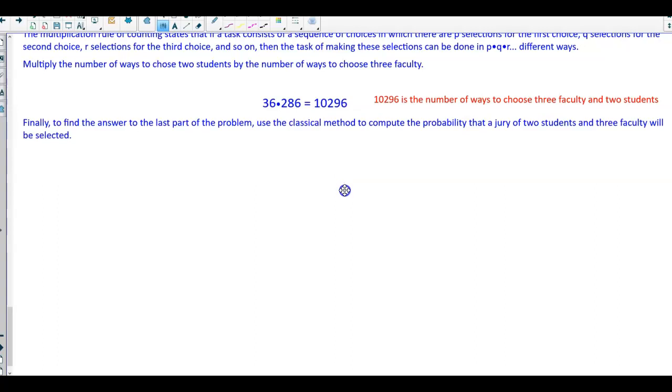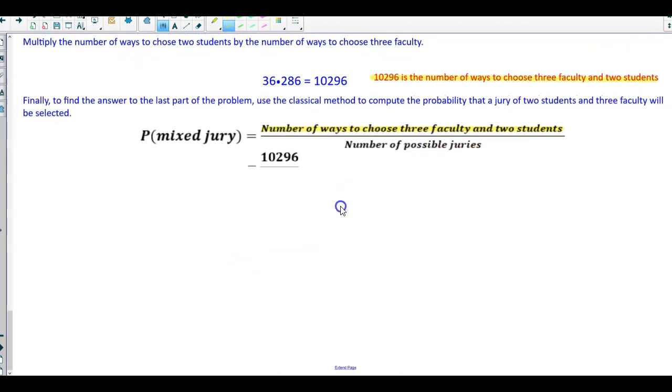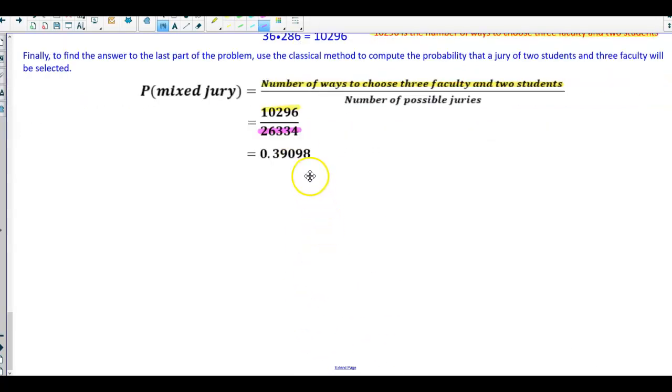So now, to find the answer to the last part of this problem, we're going to use the classical method to compute the probability that a jury of 2 students and 3 faculty will be selected. So we're going to find the probability of the mixed jury. We know that we need to find the number of ways to choose 3 faculty and 2 students. Well, that's what we just found, which is 10,296. And at the very beginning of the problem, we know that the number of possible juries is 26,334. So now we're going to divide that and round it to 5 decimal places.